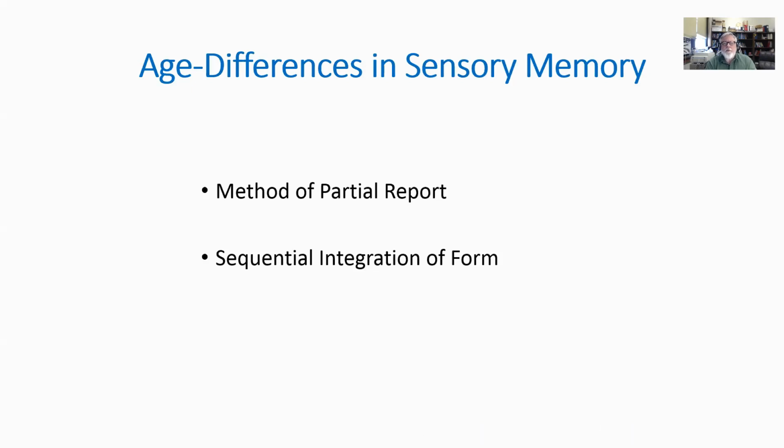So now that we have reviewed the structure or relationships in the information processing model, let's now look at what happens at each one of those stages with respect to aging. So we're first going to explore sensory memory, what it looks like, how you probe it, and how long it lasts in old versus young people by using two techniques. We're going to use the partial report technique, and we're going to look at the sequential integration of form technique.